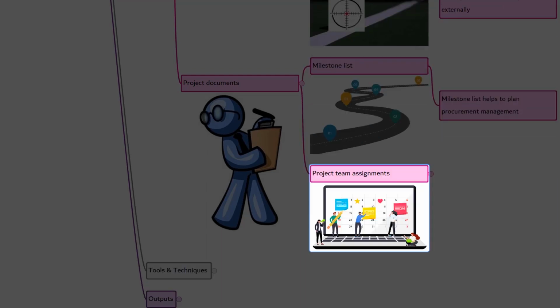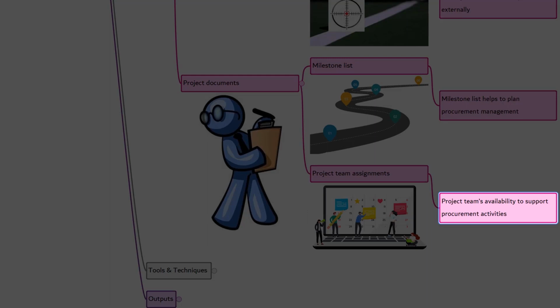Project team assignments. The project team assignments contain information on the skills and abilities of the project team and the availability of those who can support the procurement activities directly or support the project manager on activities that are related to procurement. If the project team does not have the skill to perform the procurement activities for which they are responsible, additional resources will need to be acquired or existing resources trained, or both.